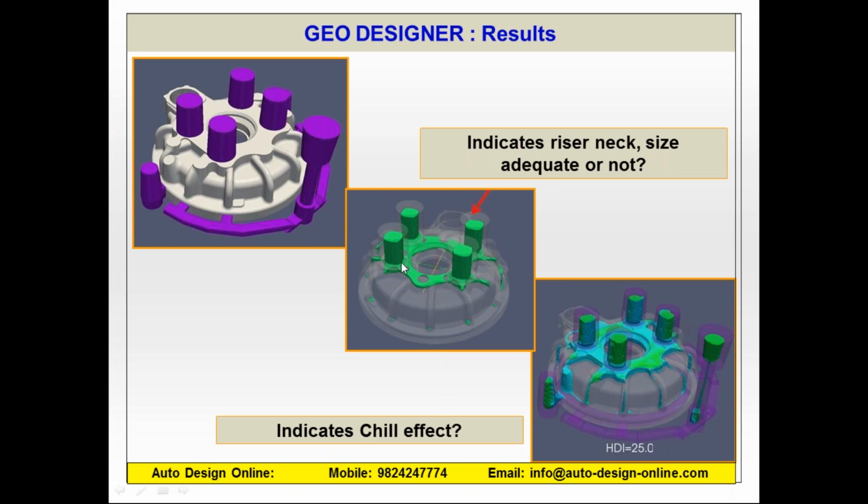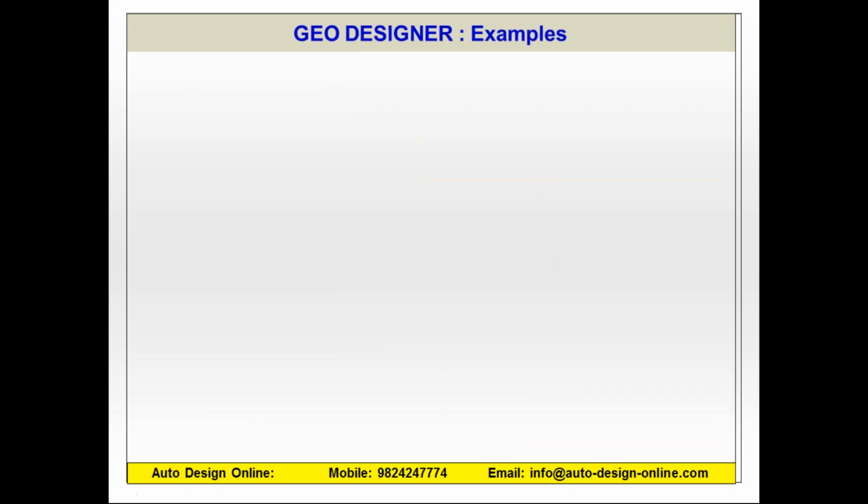Because if we find out that the neck between the casting part and the riser has solidified, then whatever liquid metal you have in the riser will not be able to go to the casting part. So that could also be optimized here using this tool within a few minutes, which is very time saving if you compare it with the trial or even simulation. That can save lots of time and effort in this regard.